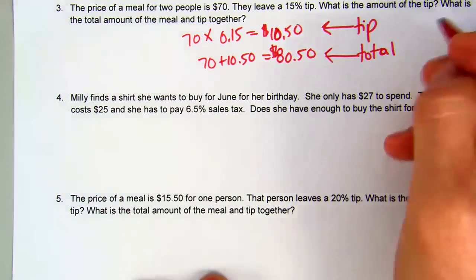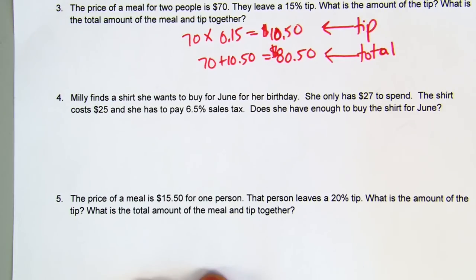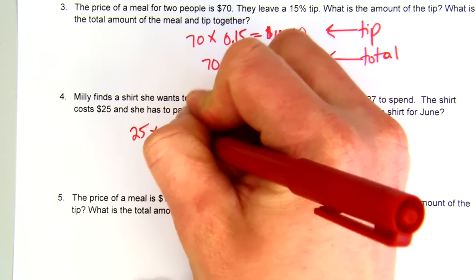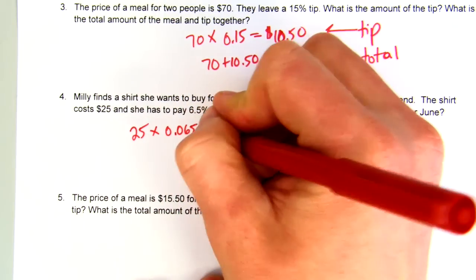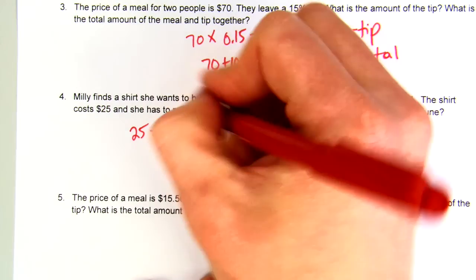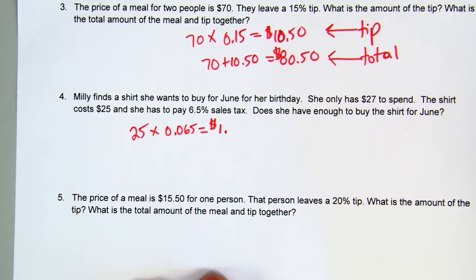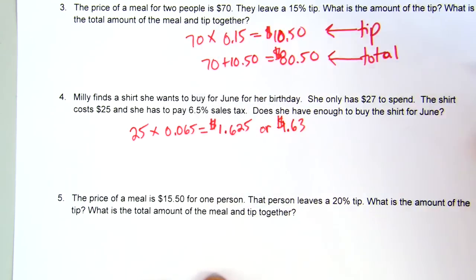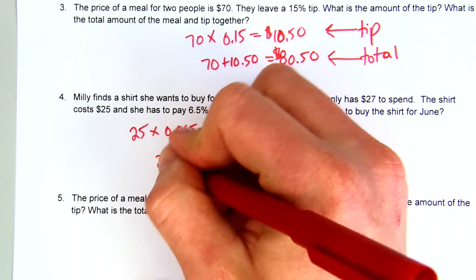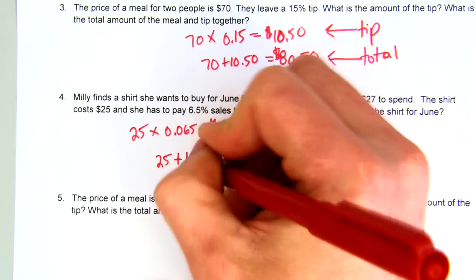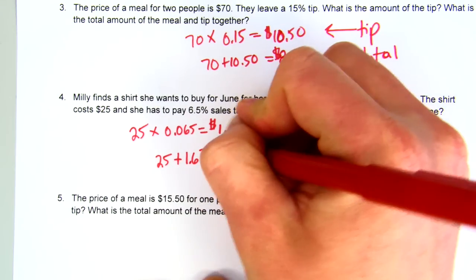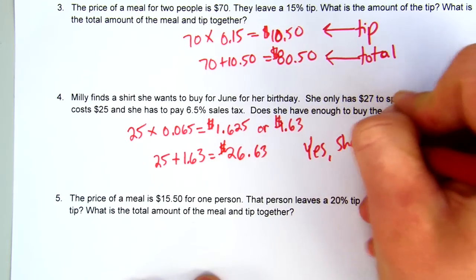Okay. So we're not going to worry about this $27 yet. We're going to first take the original cost, which is $25, times it by that sales tax, which is 0.065, and I get a sales tax amount of $1.625. If you want to round that to $1.63, you can easily do that. I'm going to take my original amount of $25 and I'm going to add on my sales tax amount, and I get an answer of $26.63. So we'd say yes, she has enough.